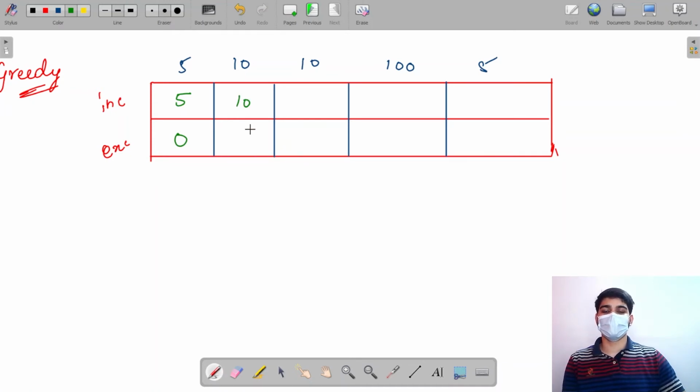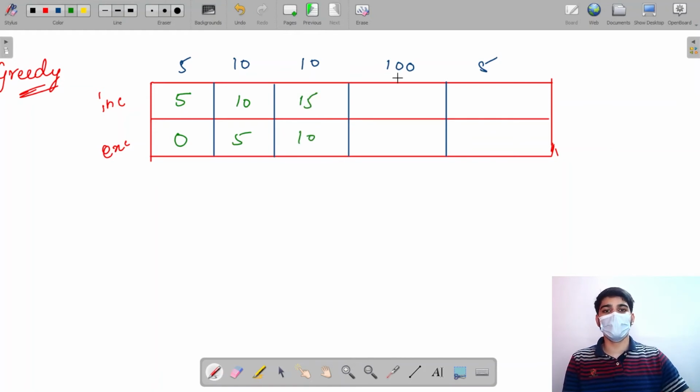Now, if 10 is excluded, that means my previous element could either be in the subset or not. It's the choice. If there is a choice, we have to consider the maximum out of these two. The maximum out of these two is 5. Now, if we move forward, if the next 10 wants to be included, then the previous 10 had to be excluded, so the sum would be 15 over here, and the maximum of these two is 10.